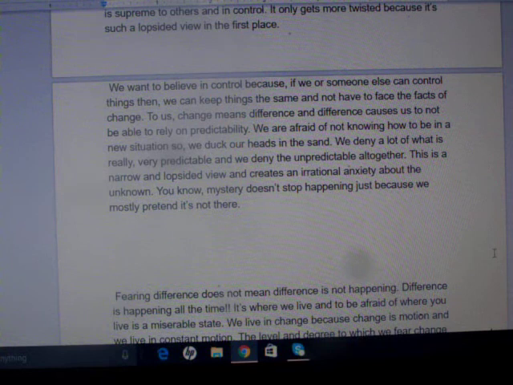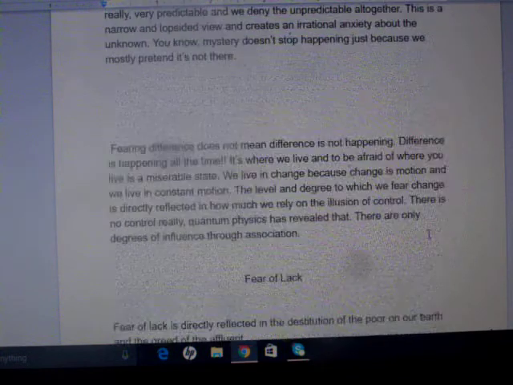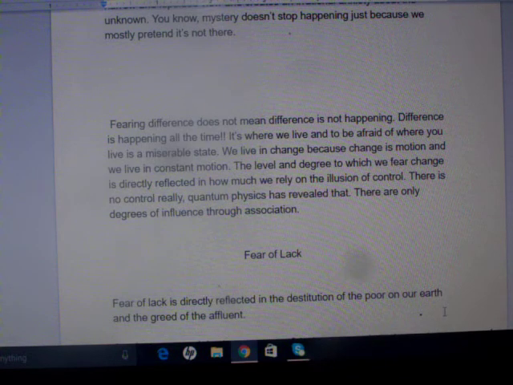This is a narrow and lopsided view and creates an irrational anxiety about the unknown. You know, mystery doesn't stop happening just because we mostly pretend it's not there. Fearing difference does not mean difference is not happening.